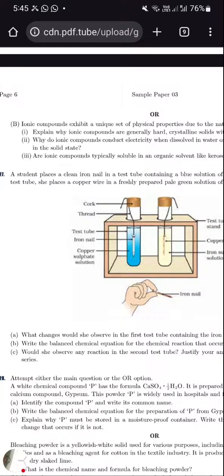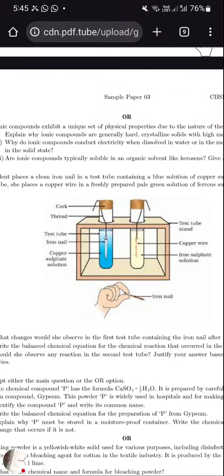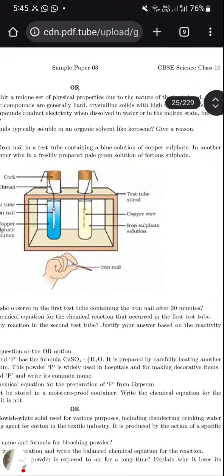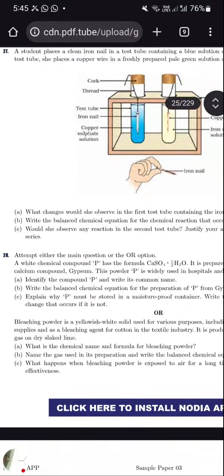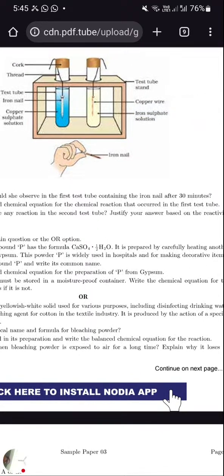Now the next question: a student places a clean iron nail in a test tube containing the blue solution of copper sulfate. So here the blue copper sulfate solution fades away. So now questions here. What changes would she observe in the first test tube containing the iron nail after 30 minutes? What change will be there in the first test tube after 30 minutes?